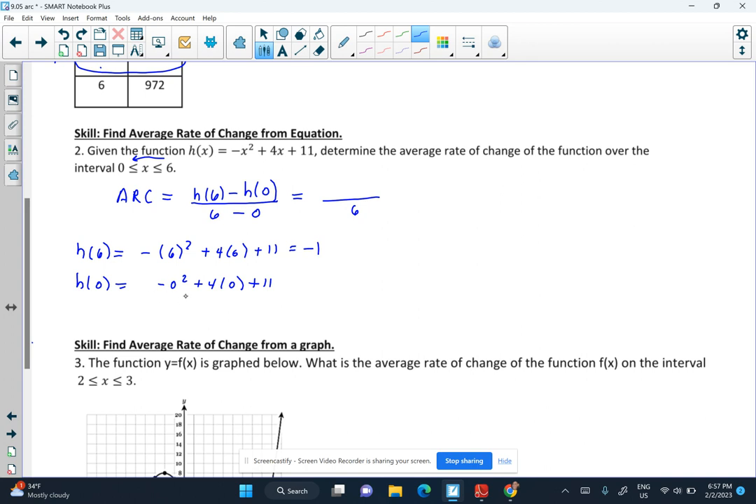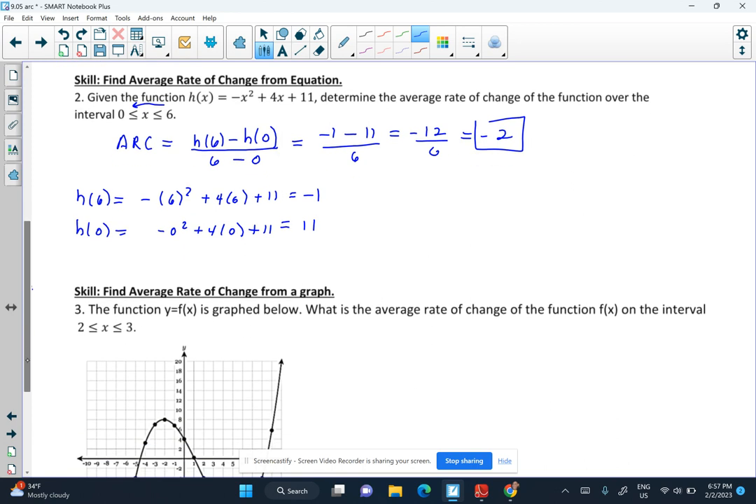And this one is fairly easy to do by hand. It's just 0 plus 11 or 11. And make sure you go in order. So that's negative 1 minus 11. The order matters. So negative 12 over 6 is negative 2. So that's the average rate of change from the interval 0 to 6 for h of x.